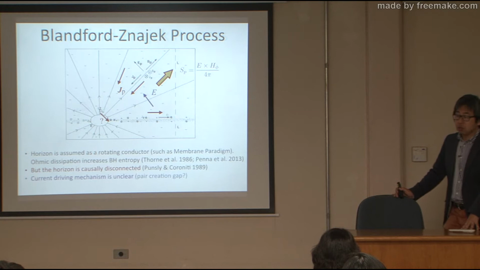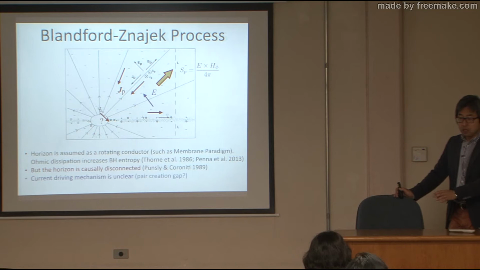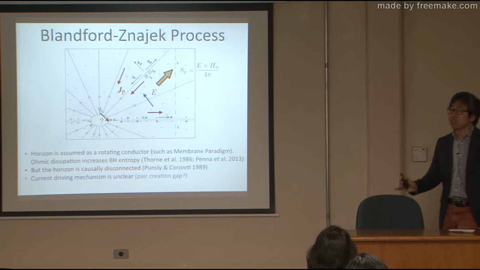Now, if we do 3+1, it's a Cartesian type of coordinate, because the inner boundary includes the black hole horizon inside there. Then I think Rosalba Penna is checking the membrane paradigm structure, whether it's applicable or not, based on the GRMHD simulation, using a simple black hole magnetosphere type of work. Then she said, yes, the membrane paradigm is applicable there. I think Penna is doing this kind of work.